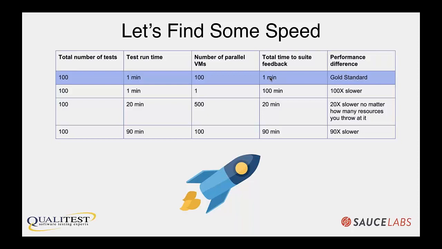So if you want an extremely good test feedback loop, then you want to have your entire test automation run in a minute. And so here you can see that I've set all the automated tests at 100, so that we're going to keep this variable the same. And if we have 100 tests running at a minute apiece, and we have 100 parallel virtual machines, we'll be able to achieve this gold standard.